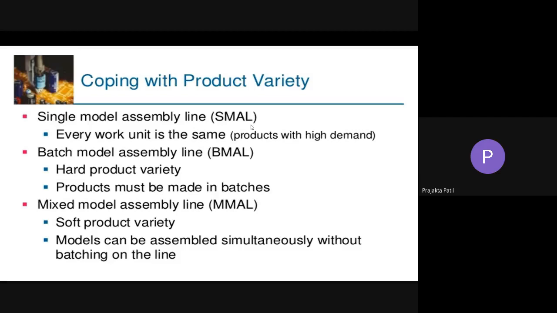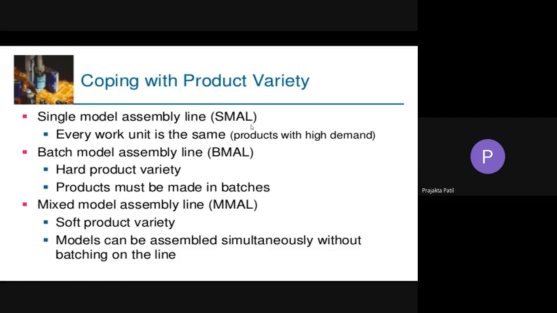So when it comes to the single model line, what do we mean? Basically, a single model line is one which produces only one type of product, in a very large quantity. This can be related to the mass production that we know. Every work unit is identical, so the task performed at each station is the same for all the products. This line is intended for products which have very high demand. So when do we go for the single model assembly line? Whenever we have high demand for any product. It's similar to mass production. You can see on the slide here, every work unit is the same.